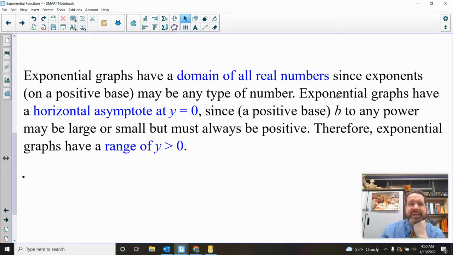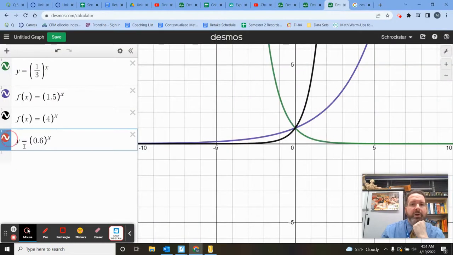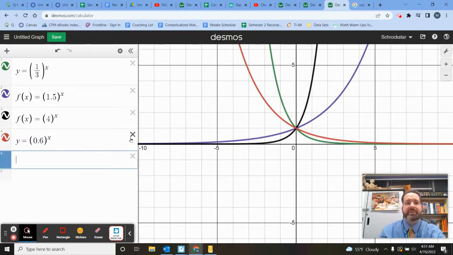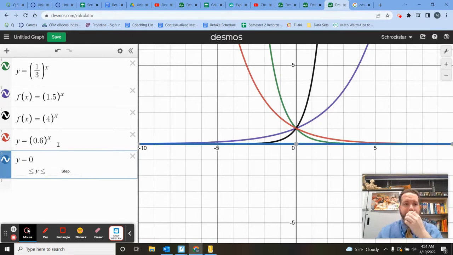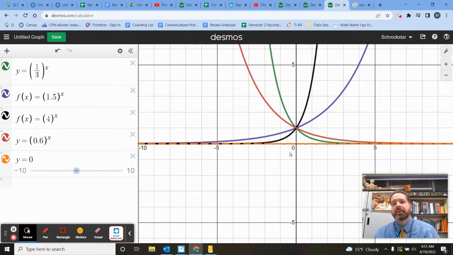Exponential graphs have what's called a horizontal asymptote at y equals 0. Let's come back here. All of these, if I graph in now the line y equals 0, I'm going to make it easier to see. Let's make it orange and dashed. All of these graphs come down and go flat at this line y equals 0.